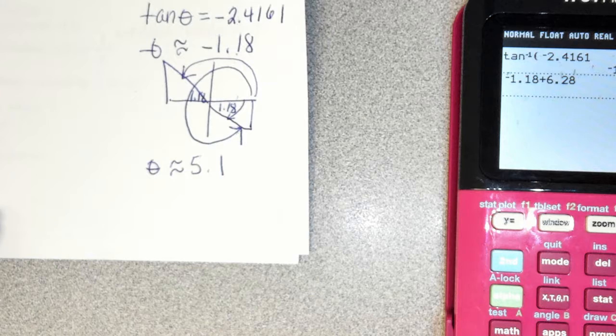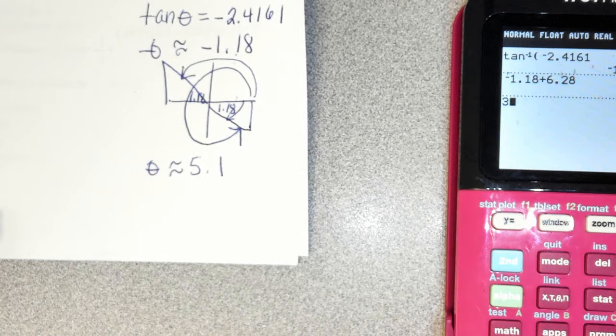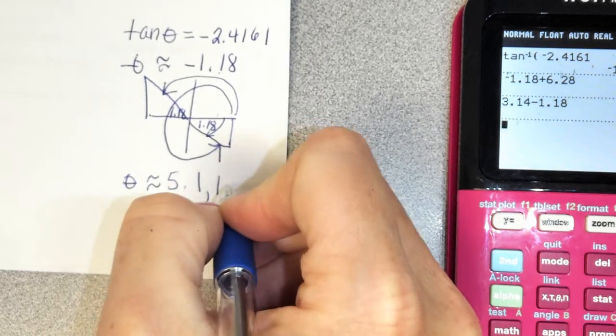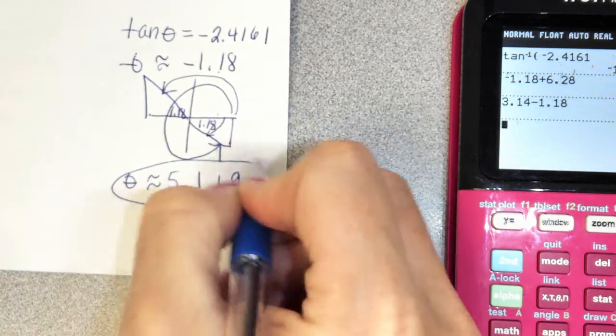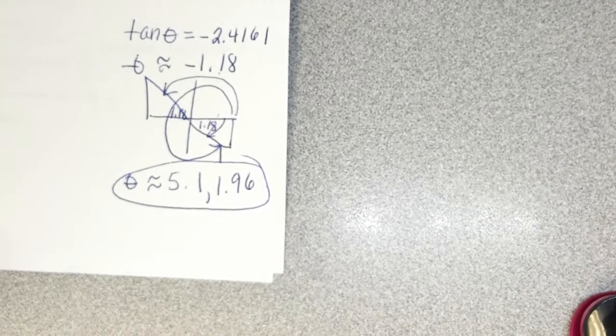Do you know how to find that in quadrant 2? How do we find that? Matt, how do we find it? 3.14 minus 1.18, or 1.8, sorry. That's okay. That's right. 1.96. Good job. Okay, everybody got that now?